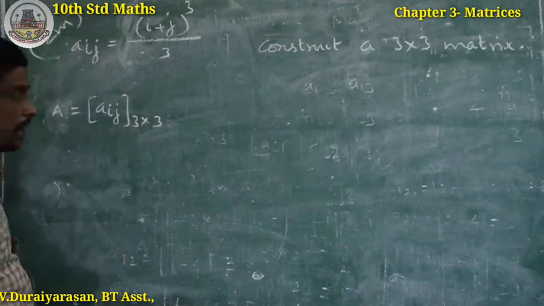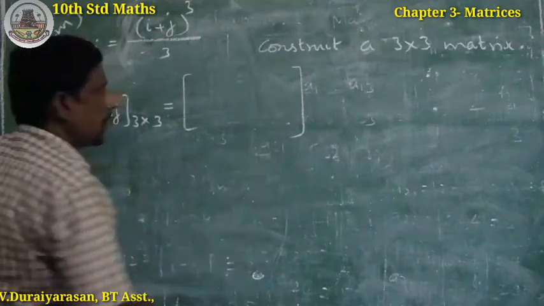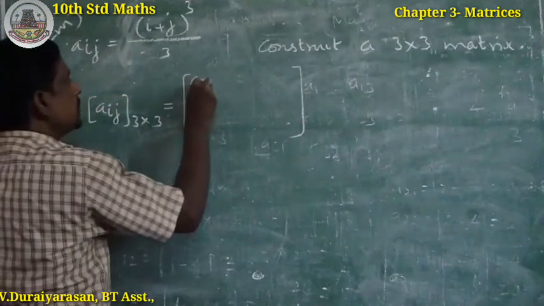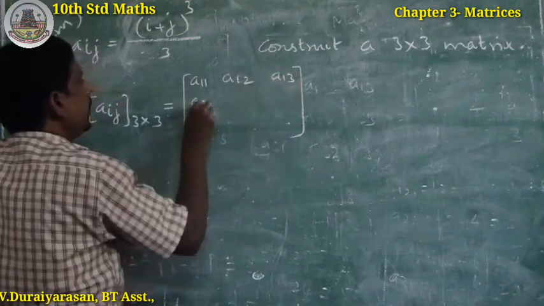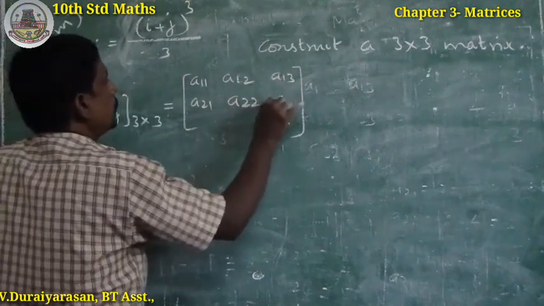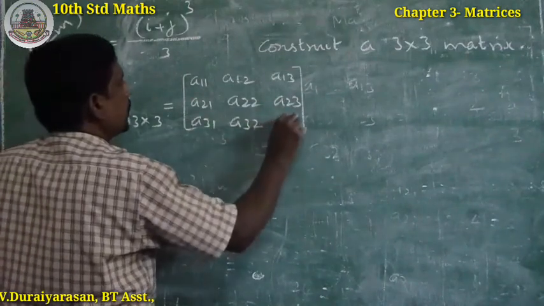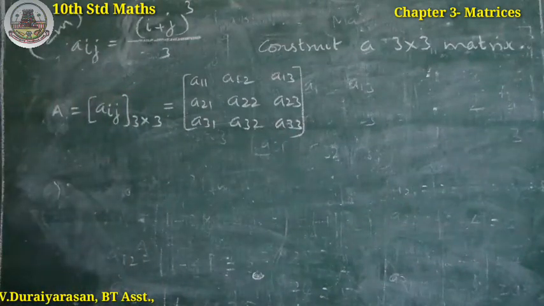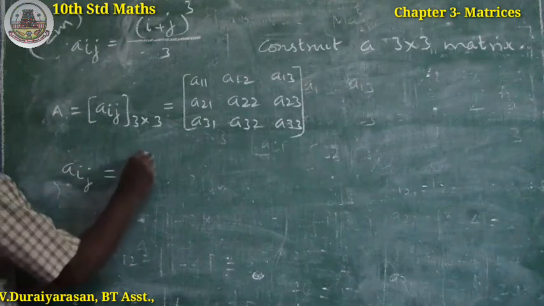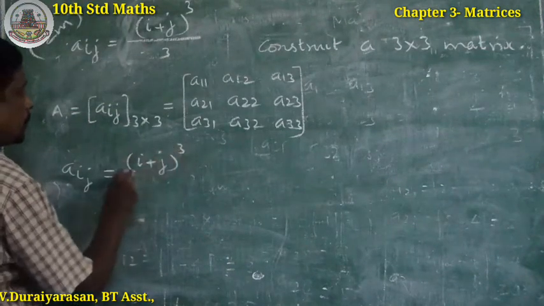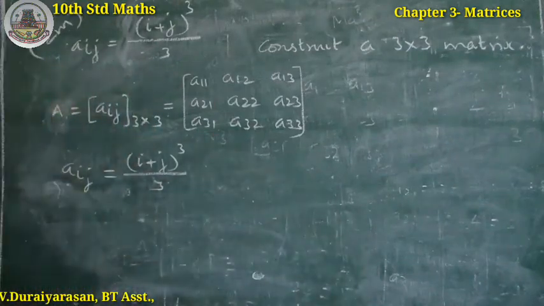The order of the matrix is 3 by 3. 3 by 3 means only 3 rows and 3 columns. What is the general form? A11, A12, A13, A21, A22, A23, A31, A32, A33. This is a general format. The given general format is Aij equal to (i plus j) whole cube divided by 3, similar to the previous 2 mark question.